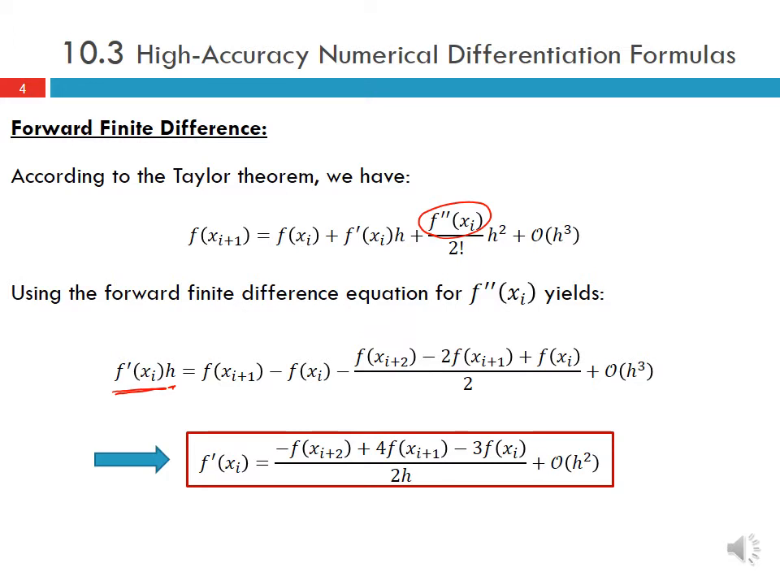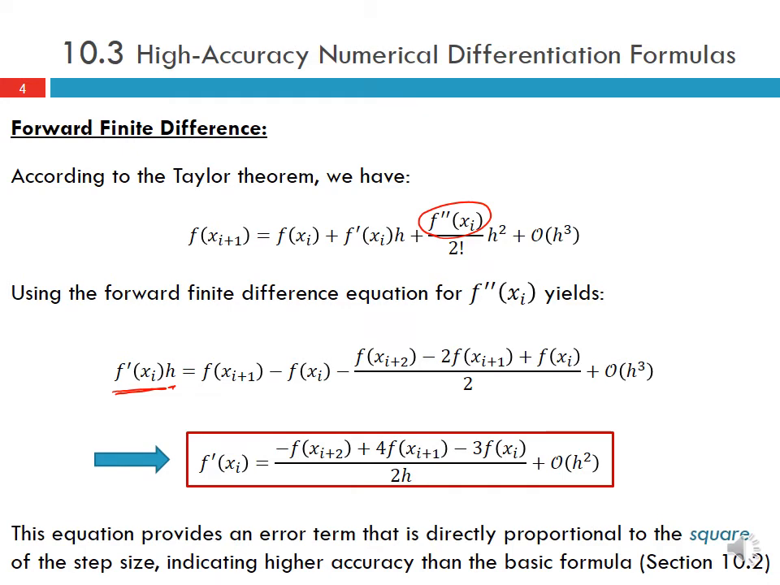The derivative at xi, so f prime at xi, can be approximated by minus f of xi plus 2 plus 4 f of xi plus 1 minus 3 f of xi, all divided by 2h, with this approximation having an order h squared error. So this equation provides an error term that is directly proportional to the square of the step size, indicating higher accuracy than the basic formula of section 10.2.